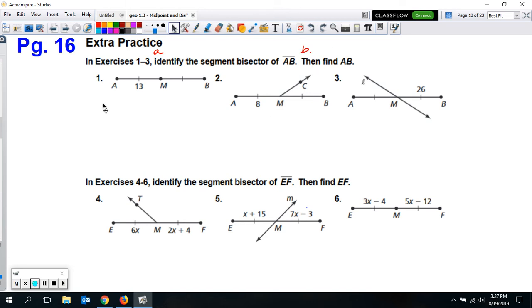So for A on this one, the segment bisector is just the point. So it's just a point on this one. So we would just call that point M. So that will be our answer for A. Point M is the segment bisector.